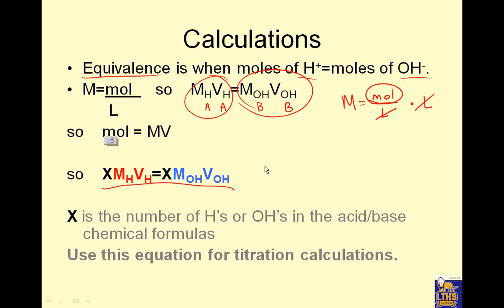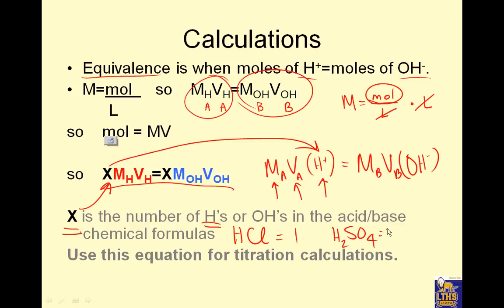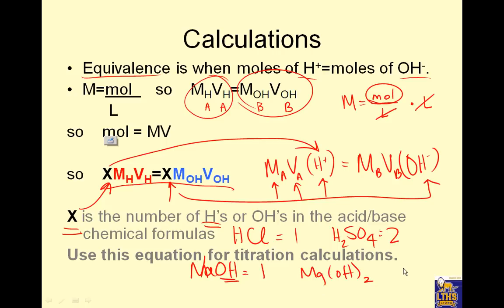So here's a formula we can use. I can rewrite that formula as MaVa times X for H plus equals MbVb times X for OH minus. Molarity of the acid, volume of the acid, and X is the number of H's in the acid. So HCl has one H, H2SO4 has two H's. And then X for the base is the number of OH in the base. NaOH has one OH, Mg(OH)2 has two OH. So you plug that in there.